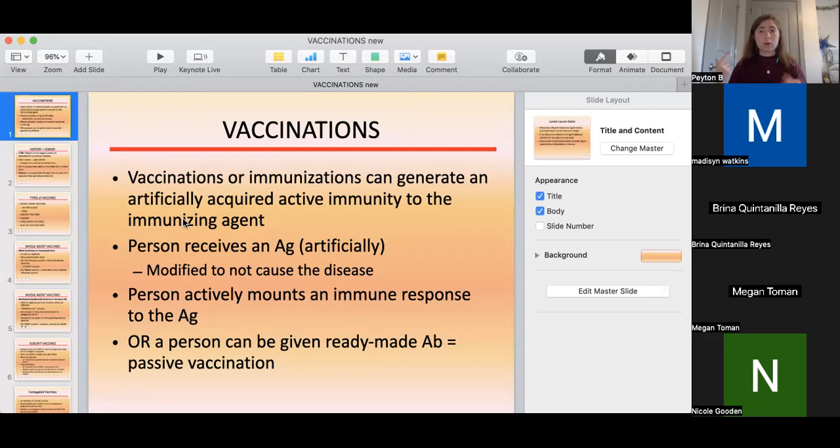It is artificially acquired because you are getting injected with the pathogen, kind of a modified version of the pathogen, and you're producing the antibodies yourself. Because your body recognizes that vaccine as other, it makes antibodies itself. So that means it's active immunity and it's artificially acquired. Naturally acquired active immunity is when you actually get sick. Naturally acquired passive immunity is like through breast milk, giving IgA, the antibody that is found in secretions in breast milk. And artificially acquired passive immunity is an injection of preformed antibodies. So vaccinations are artificially acquired active immunity because you're making the antibodies yourself.